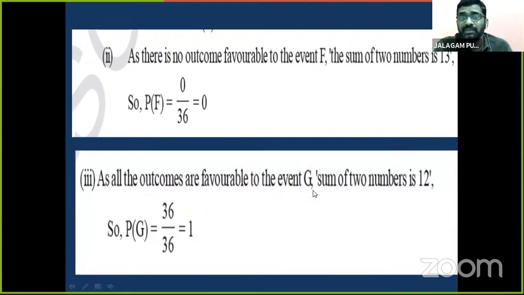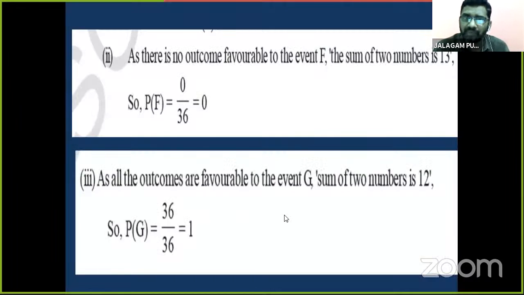As all the outcomes are favorable to event G, the sum of two numbers is 12 and below. Sum of two numbers is 12 and below, what is it? Here all outcomes are favorable. 2 and below, 12 and below. It is already given in the problem. So P of G is equal to 36 by 36, since the sum of two numbers is 12 or less than 12. So 36 by 36 is 1.